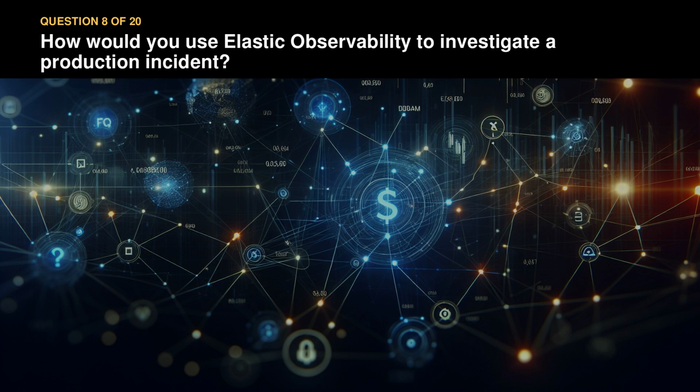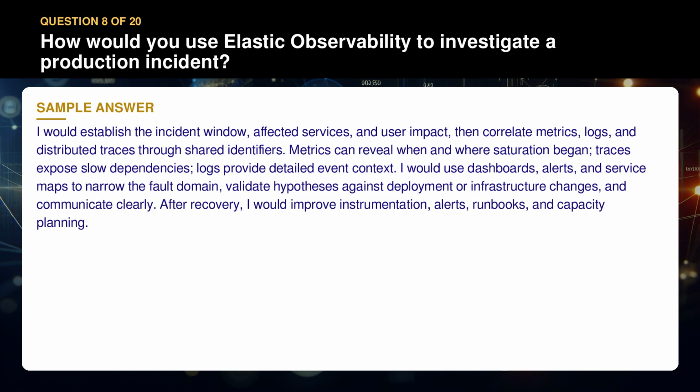Question 8. How would you use Elastic Observability to investigate a production incident? I would establish the incident window, affected services, and user impact, then correlate metrics, logs, and distributed traces through shared identifiers. Metrics can reveal when and where saturation began. Traces expose slow dependencies. Logs provide detailed event context.